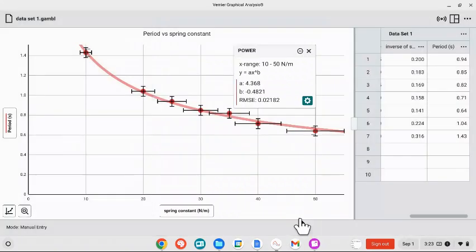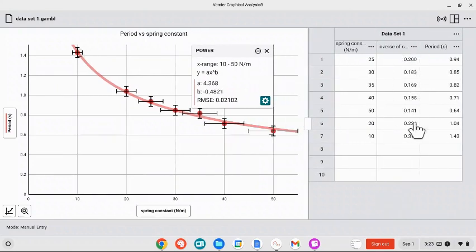And we're going to apply. So you'll see over here in the data table, I've added a column, and essentially what it's done is it's taken each one of these values and taken the inverse square root of that, or to the negative 0.5 power. And these are the numbers that you have.